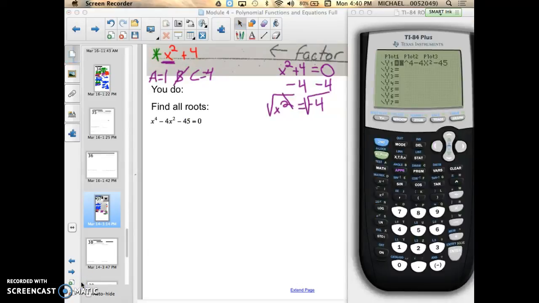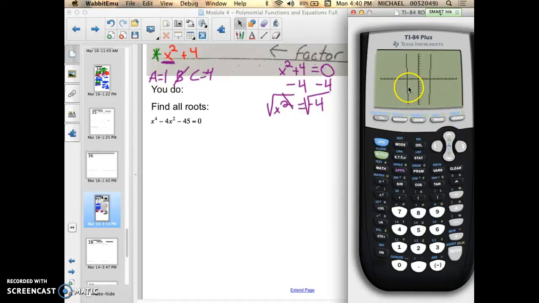So at this point, you should have paused the video and tried the you do problem on your own. So the first step is to enter the polynomial into your graphing calculator into y equals. As you can see, I've done that in my calculator. Alright, so I've entered x to the fourth minus 4x squared minus 45. Then I'm going to hit graph. And this gives me a picture.